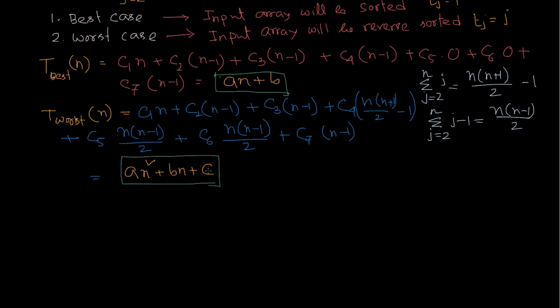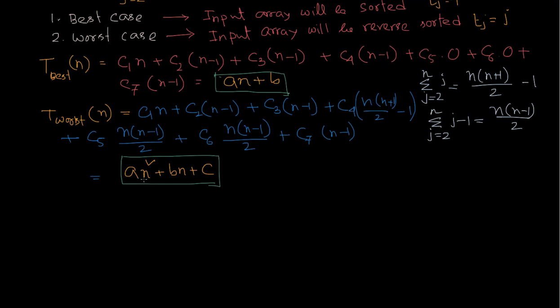So basically it's a quadratic equation, right? So that means if we talk about the worst case scenario, this is going to take more time compared to this one, right? So generally when we analyze the algorithm, we are mainly worried about the worst case scenario, okay?